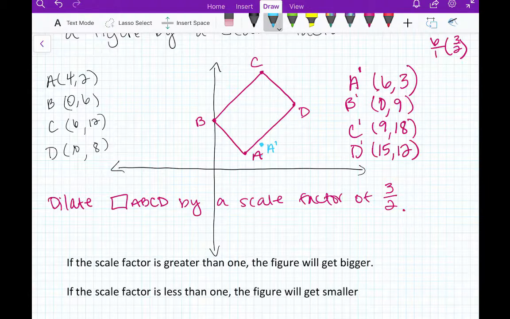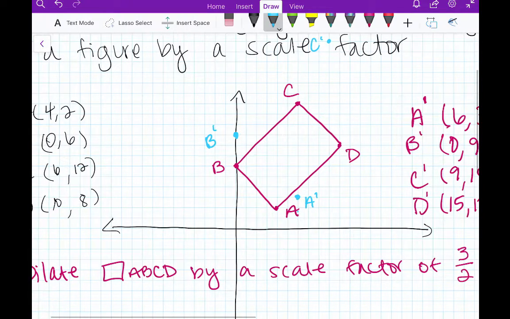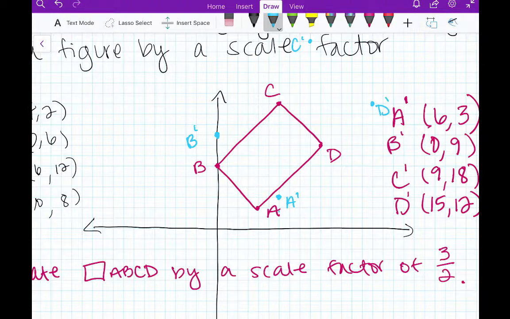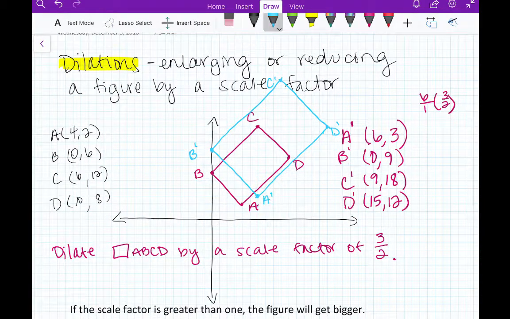So 0, 9 is right here. That's B prime. C prime is 9, 18. C prime is way up there. And D prime is 15, 12, which would be right here. So then I can connect my dots. As you can see, I've created a larger rectangle. ABCD has been dilated by a factor of 3/2. So 3/2 is the same as 1.5. A prime, B prime, C prime, D prime is 1.5 times larger than the original ABCD.